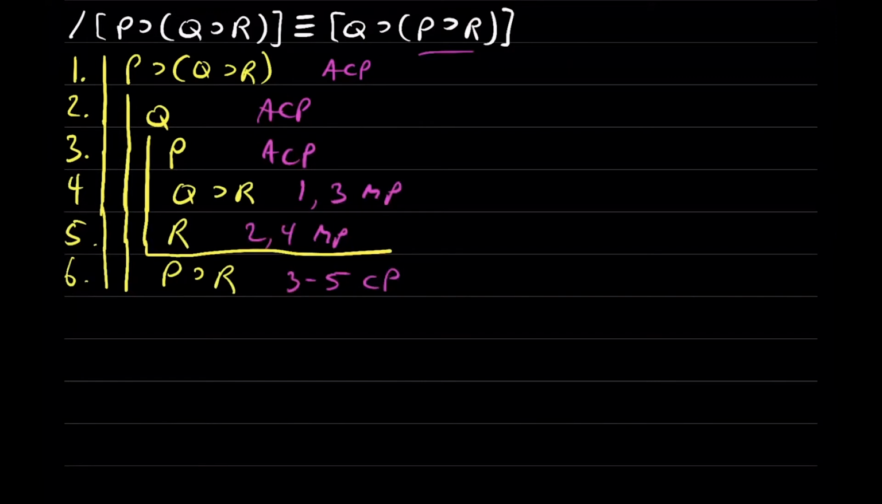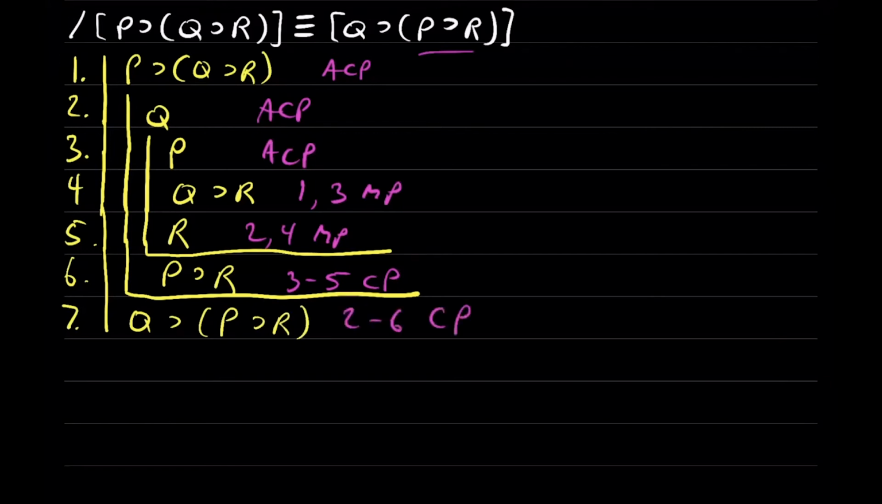Now we've shown inside the second assumption line, the one that starts with Q, if we assume Q, we can get P implies R. So we are done with that conditional proof sequence. If Q, then P implies R. That's going to follow from lines 2 through 6 by conditional proof.